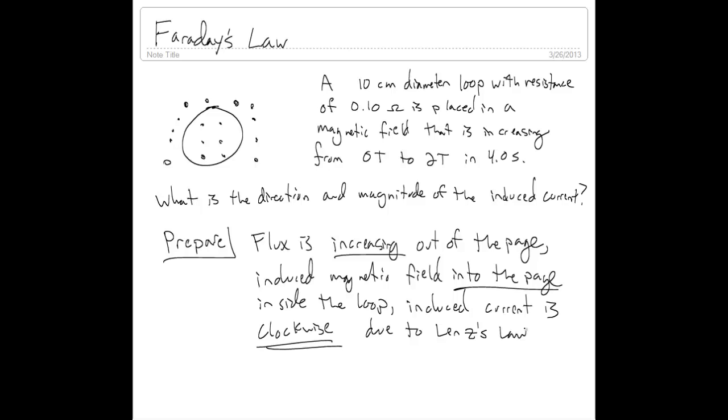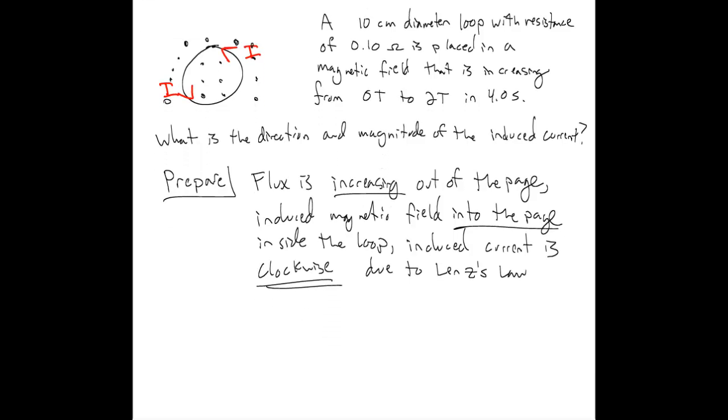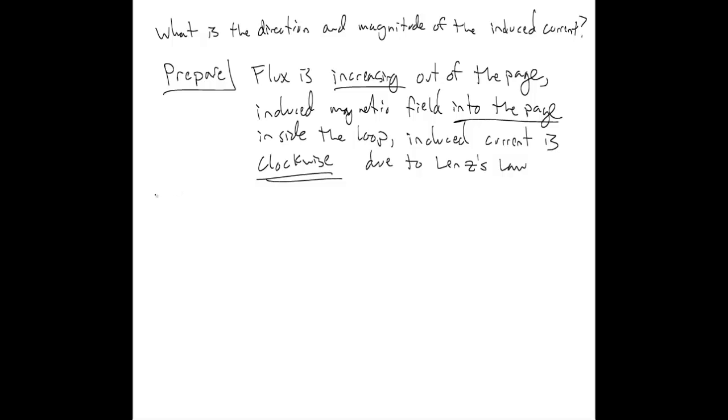And note that we're using the idea of Lenz's law to figure out the direction of the induced current, because the induced current is going to want to create a magnetic field that resists the change in flux. Now that we've figured out the direction of the induced current, let's find the magnitude of the induced current.